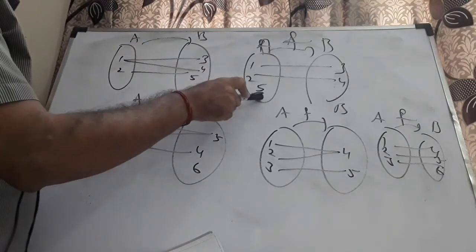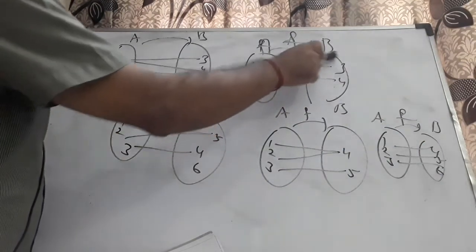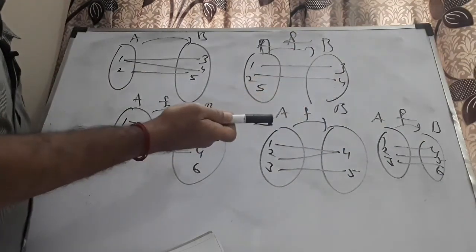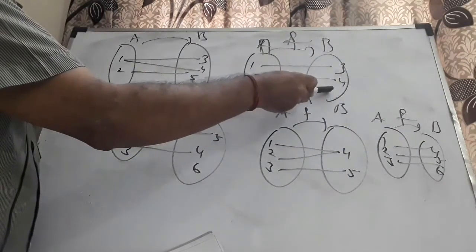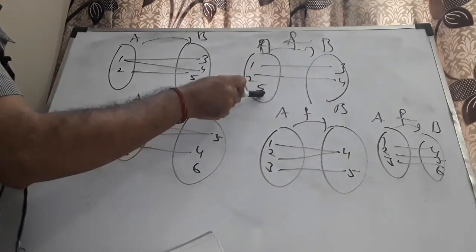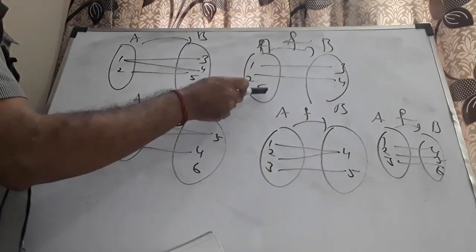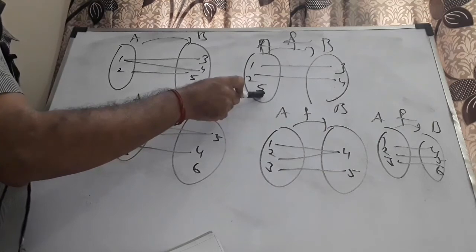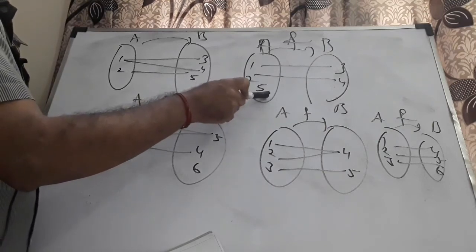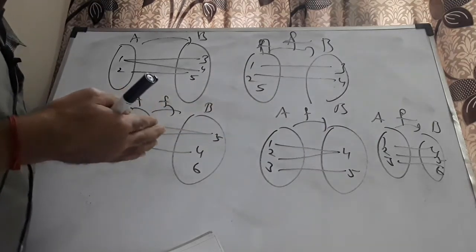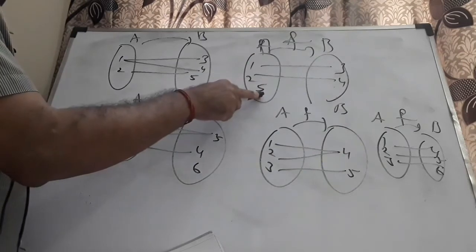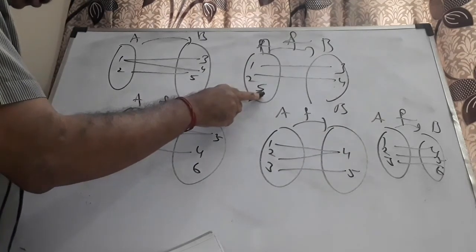Okay, passenger 5 is not moving at all. Maybe the destination he wants to go to is not there in B. Therefore, he doesn't want to move, doesn't have a train to move. He doesn't want to book a ticket and move. Therefore, 5 doesn't move at all. The passenger 5 doesn't have a train. Such a thing shouldn't happen. 5 does not have an image. Therefore, this is not a function.